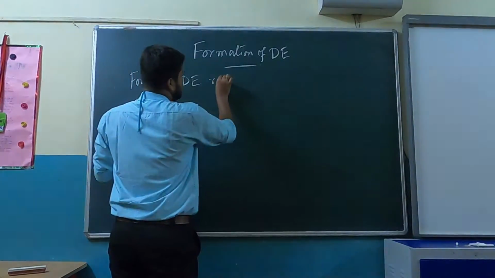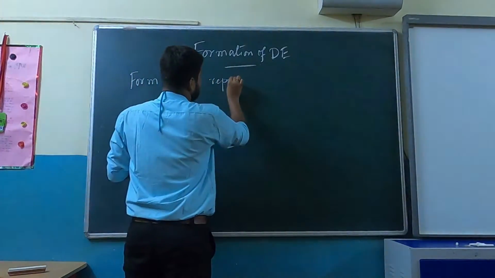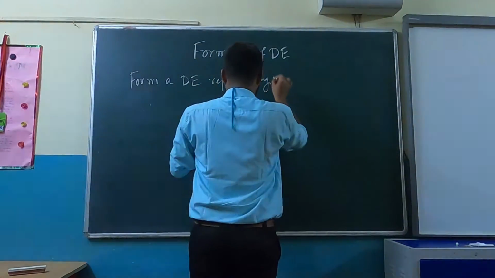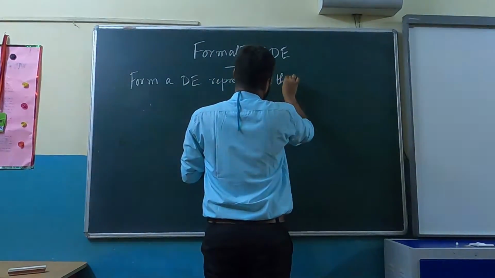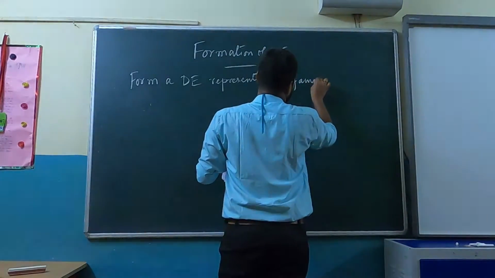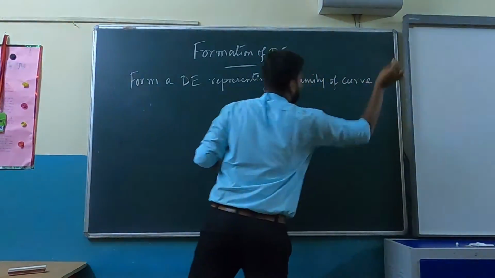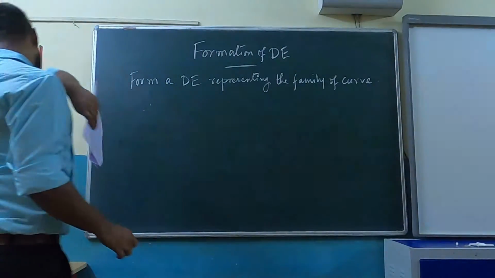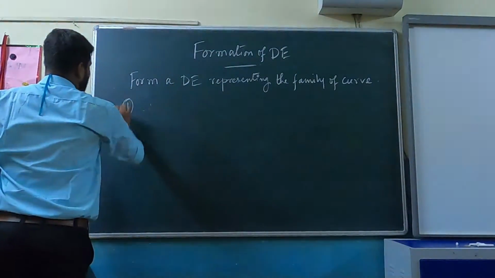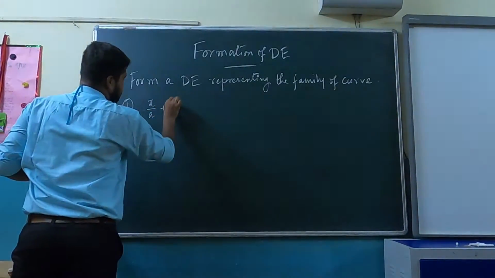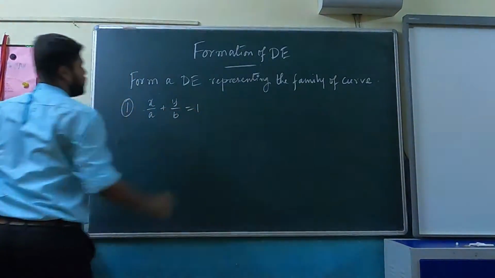Form a DE representing the family of curves. Question number 1: x by a plus y by b is equal to 1.